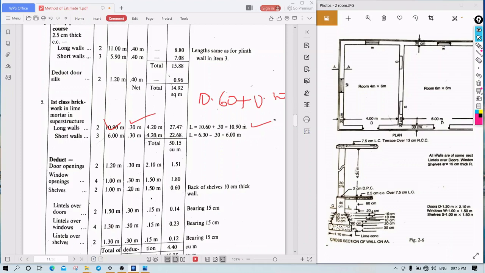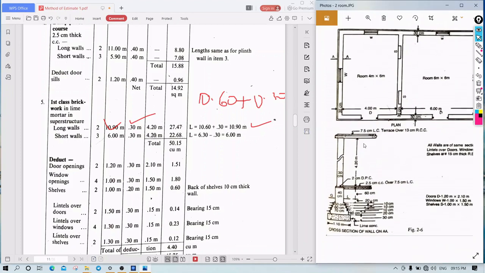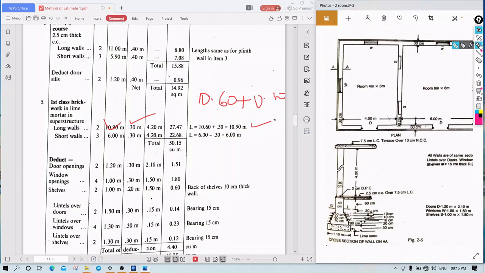What is the height? Okay, see here. What is the height they have given? Here height is given as 4.20. 4.20 multiply, and you'll get the short walls also, number of 3. So 6.3 minus 0.30, that is 6. 6.3, 4.20 multiply, then add, you will get the total value as 50.15. This is the total value for brickwork.